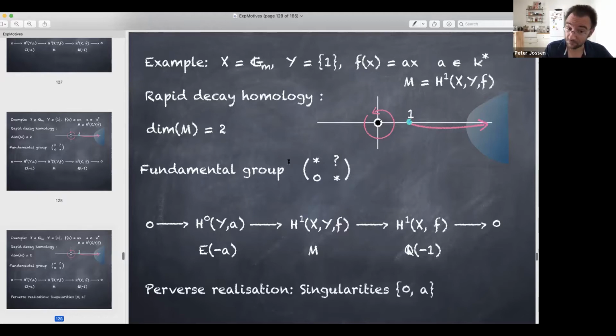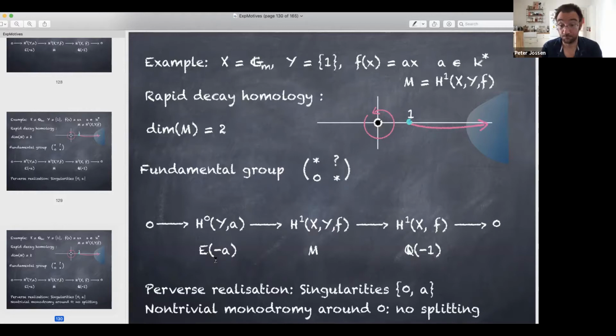But then we look really now at the perverse realization of this motif M. It has two singularities, one at 0, one at A. The one at 0 comes from the Q of minus 1. The singularity at A comes from the E of minus A. And the monodromy of the local system outside these singularities is really not trivial around 0, which means that this short exact sequence does not split. It does not split as a sequence of motifs because it does not split as a sequence of perverse sheaves. So therefore, the last entry in the fundamental group can also be what it wants. And we get a fundamental group here of dimension 3. It's all upper triangular matrices. And we have computed one.